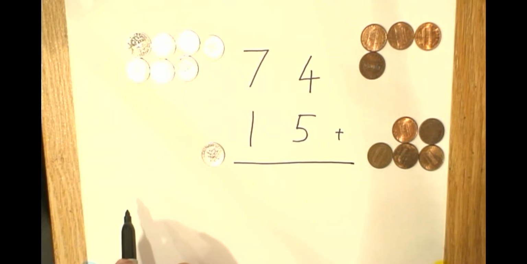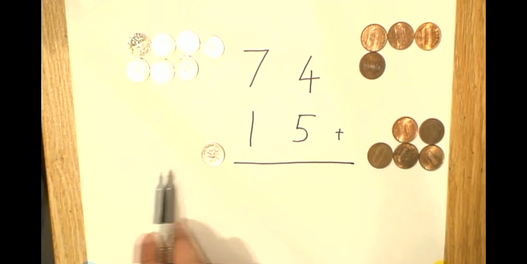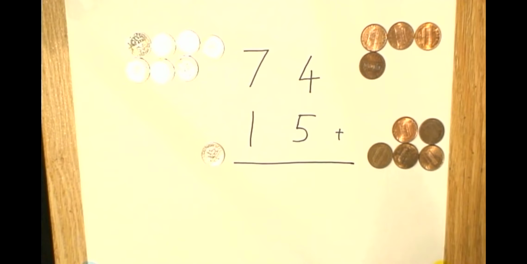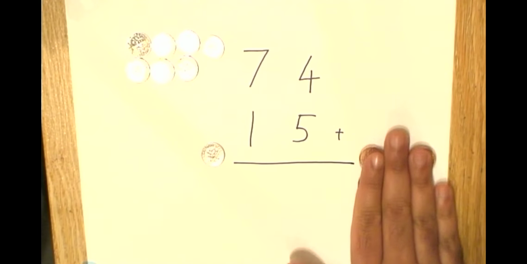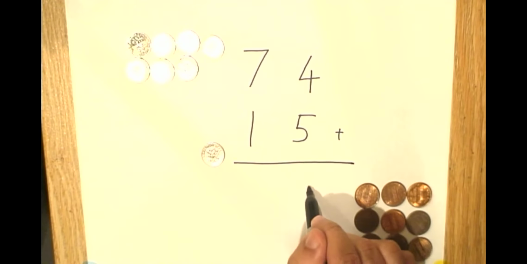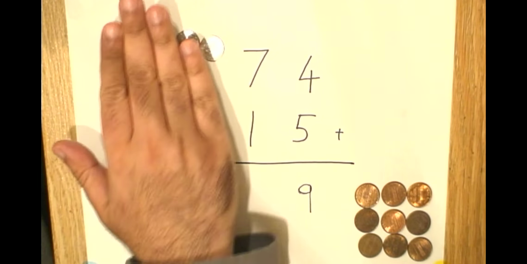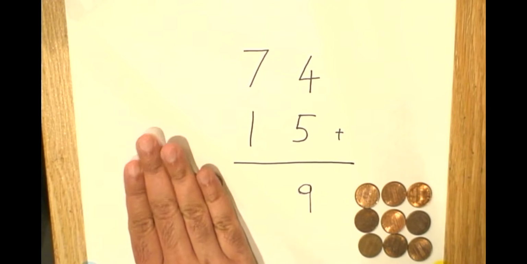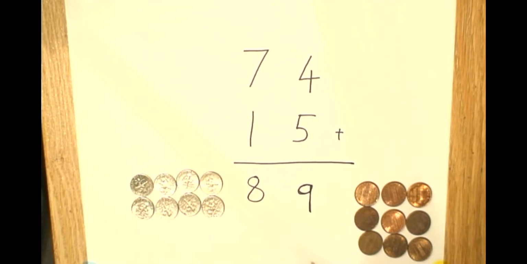Most of us learned to add by looking at the columns one at a time, starting from the right and working our way to the left. So we would take the 4 pennies from the first number and add them to the 5 pennies in the second number to get 9 pennies. Then we would examine the tens column. 7 dimes plus 1 dime gives us 8 dimes. So the total amount of money that we have is 8 dimes and 9 pennies, or 89 cents.